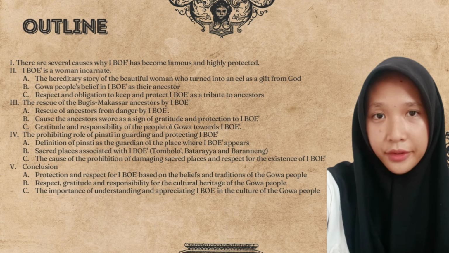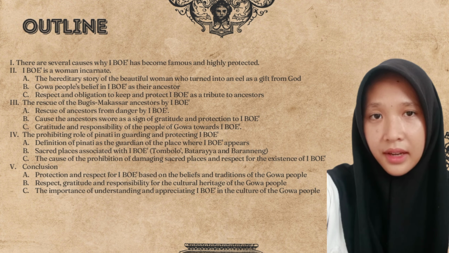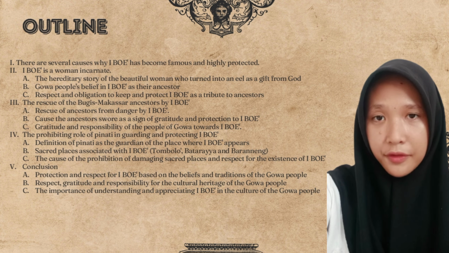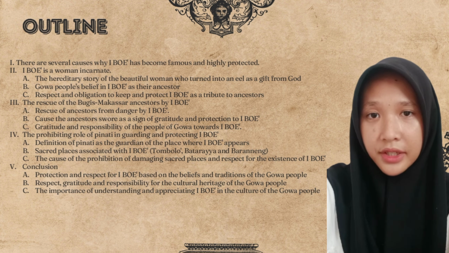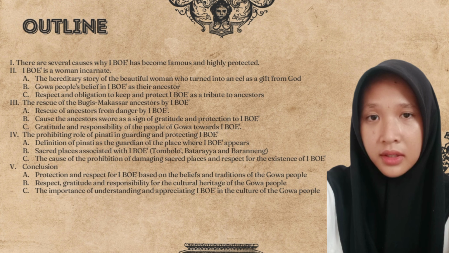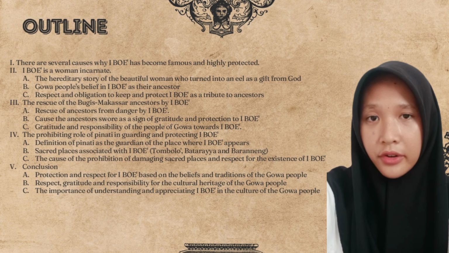I will explain about the outline of our essay. So the title of our essay is BOE from Goa. The first part, the introduction: there are several causes why BOE has become famous and highly protected. The second part is BOE as a woman incarnate. In this part we will mention the hereditary story of the beautiful woman who turned into an eel as a gift from God. Goa people believe in BOE as their ancestor. Respect and obligation to keep and protect BOE as tribute to ancestors.